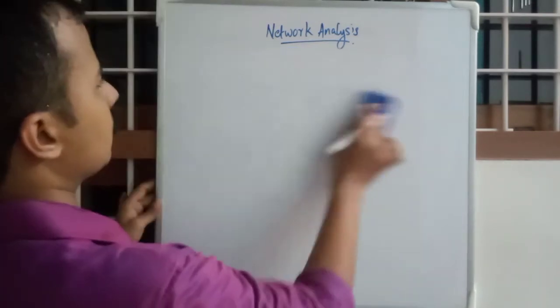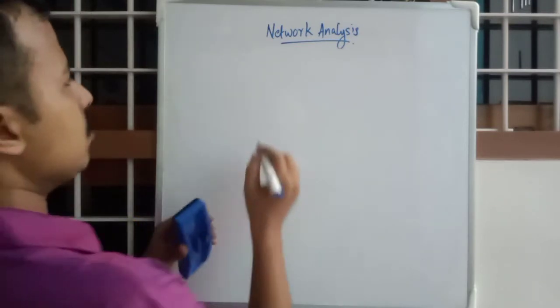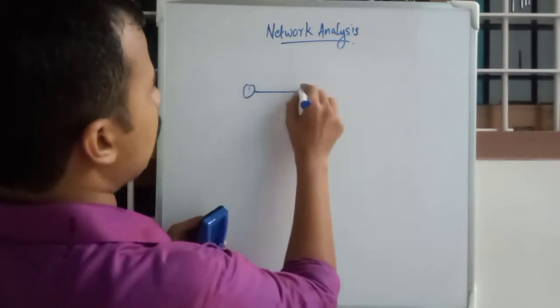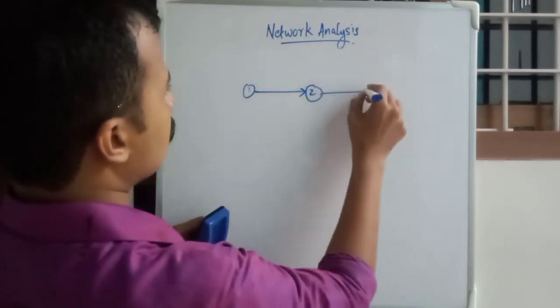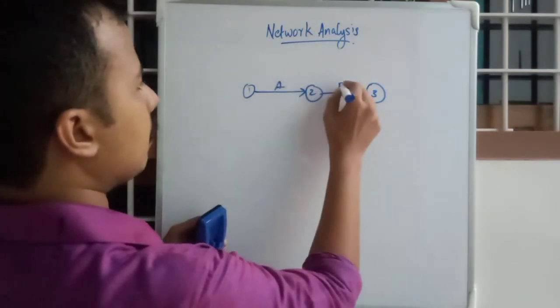Okay, then, a couple more terms. We have 3 events like this. Okay, A activity and B activity.